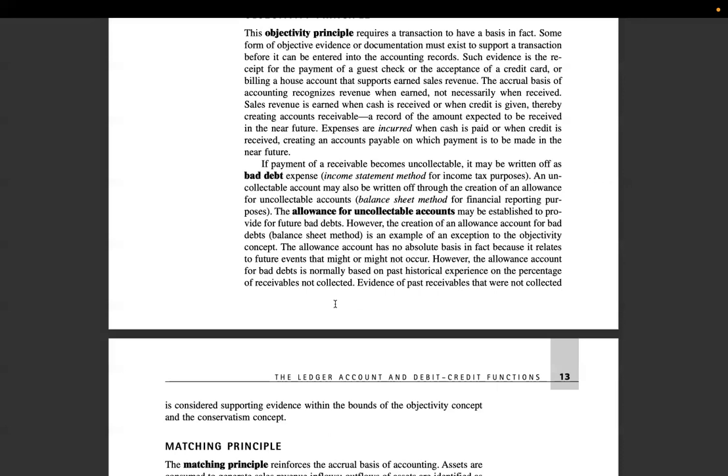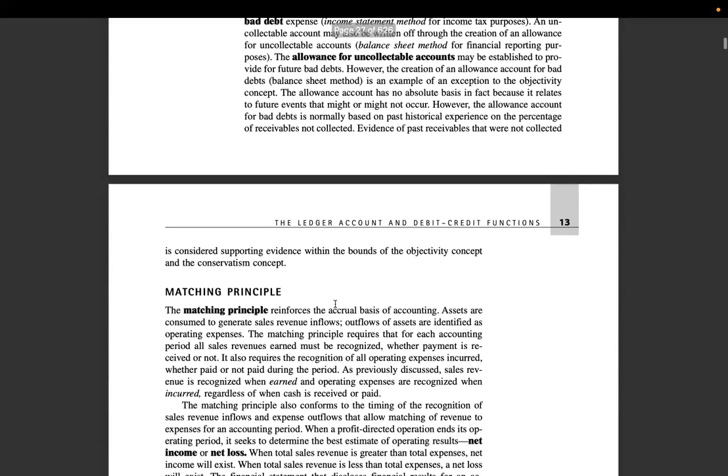However, the creation of an allowance account for bad debts, balance sheet method, is an example of an exception to the objectivity concept. The allowance account has no absolute basis in fact because it relates to future events that might or might not occur. However, the allowance account for bad debts is normally based on past historical experience on the percentage of receivables. You know the point, am I right?